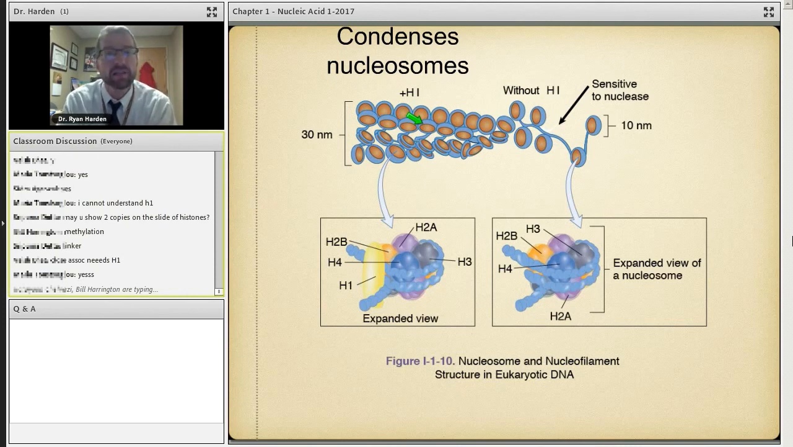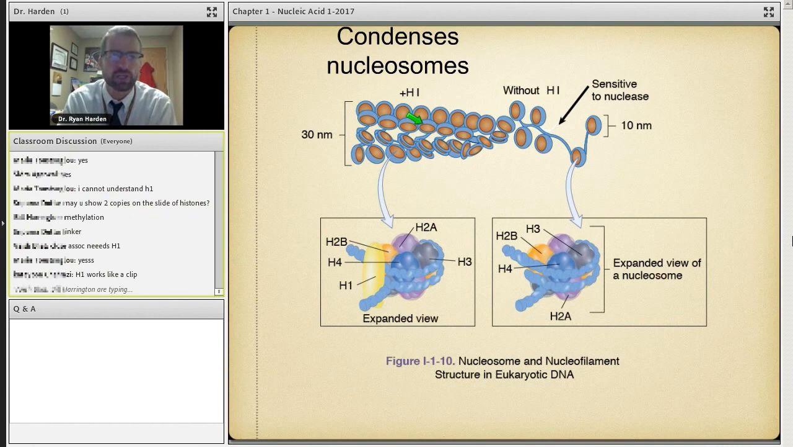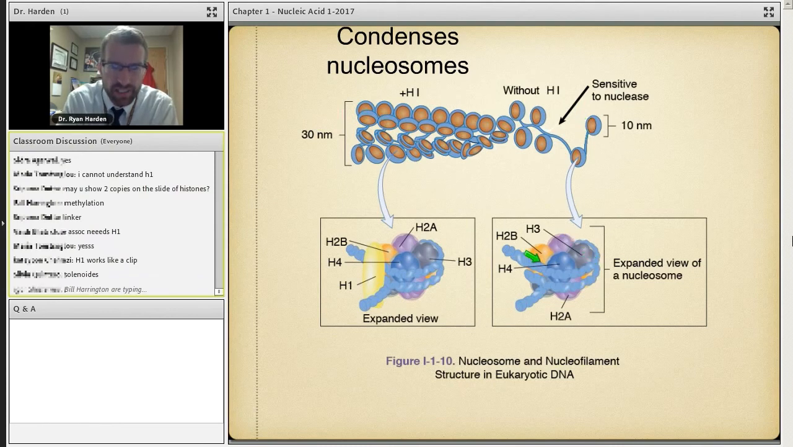Okay, now, let's talk about this. How big are these structures? They're very small. This chromatin is about 30 nanometers in diameter. That's 30 billionths of a meter. And this nucleosome right here, from here to here, is about 10 nanometers. So 10 billionths of a meter.